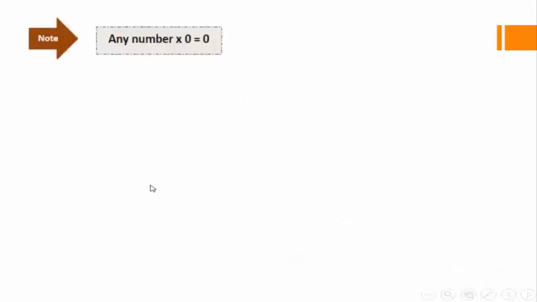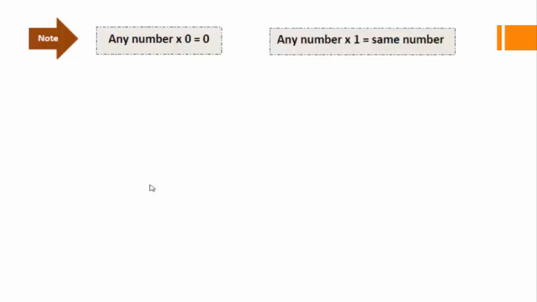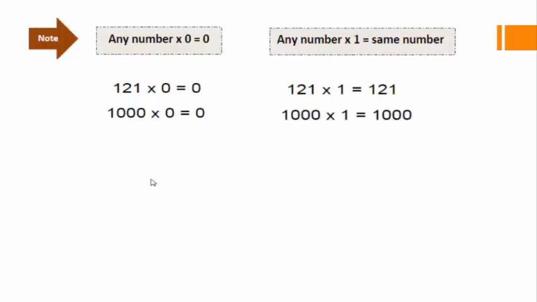Note: any number times 0 equals 0. Any number times 1 equals the same number. 1 is like the mirror. Any number times 1, look at the mirror, gives me the same number. So 121 times 0 equals 0. 1000 times 0 equals 0. 121 times 1, when 121 looks at the mirror, equals the same number, 121. 1000 times 1 gives me the same number, 1000.